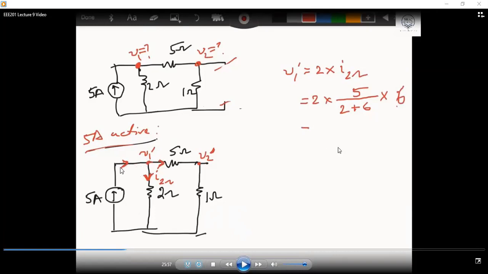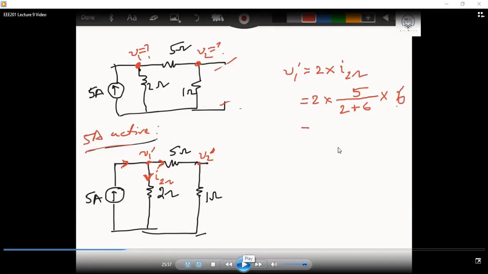But if you apply the KCL over here, it's a node analysis. This is 5, and this is V1 prime divided by 2, and this one V1 prime minus V2 prime divided by 5. One equation you get. And again from here, another equation: V1 prime minus V2 prime divided by 5 equals V2 prime divided by 1. Then you can solve the 2 equations and get the values of V1 prime and V2 prime. You get the same answer. But this is the easiest way actually, that's why we follow this. But if you follow that, you get full marks.